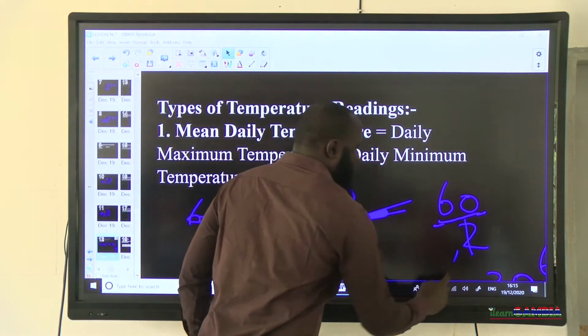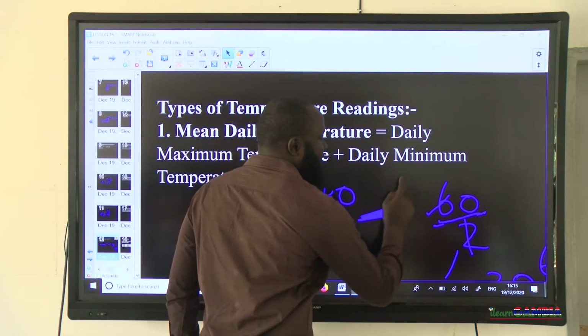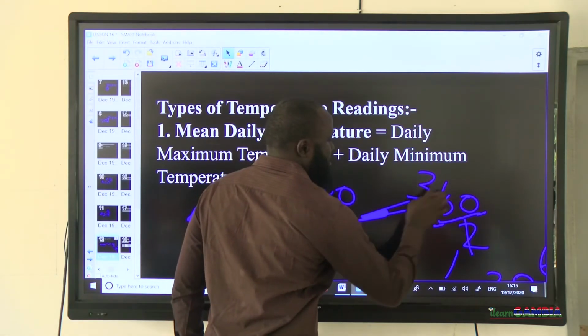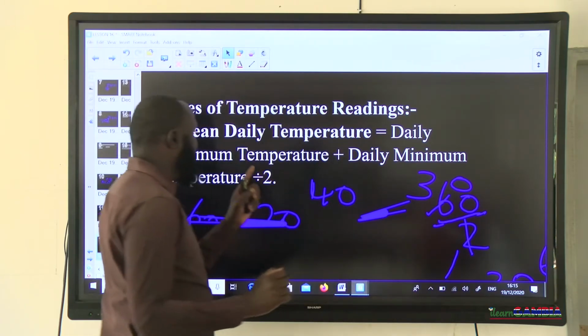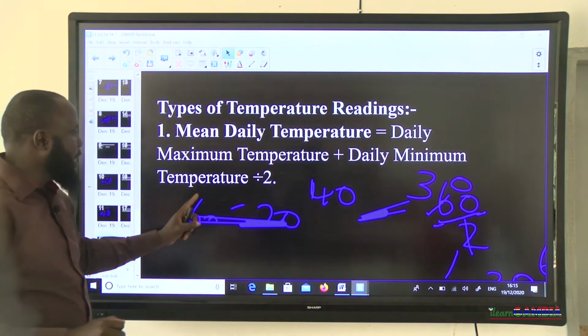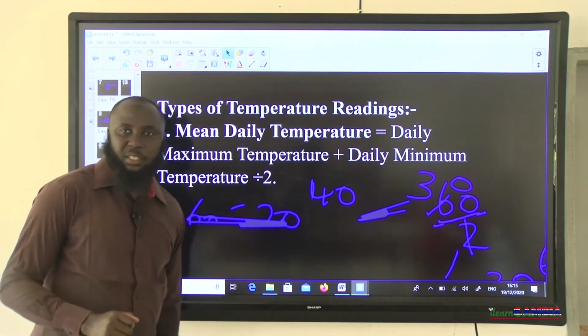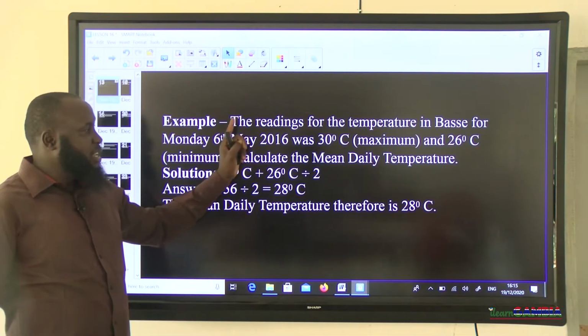2 into itself 1, into 6 3 times, and this is 30. So it means the mean daily temperature for this place will be 30 degrees Celsius. Let's look at this example here.